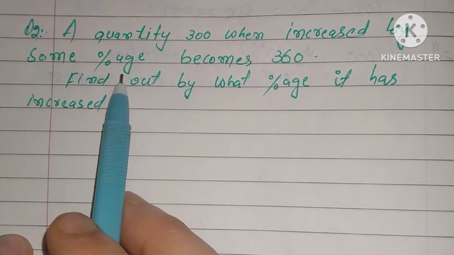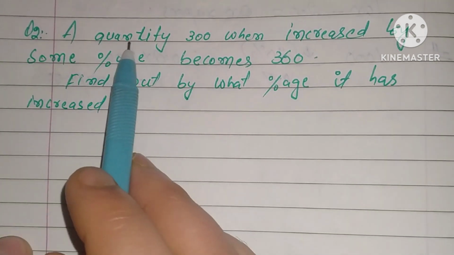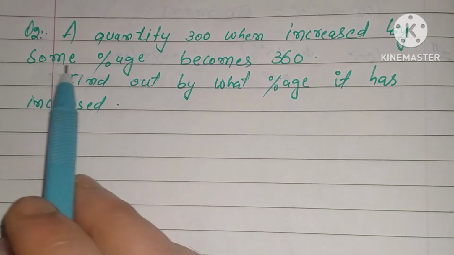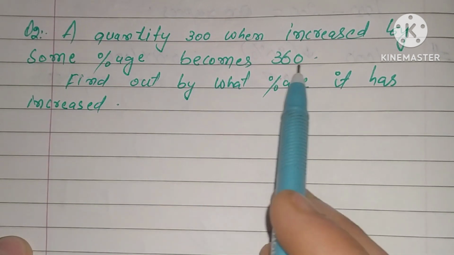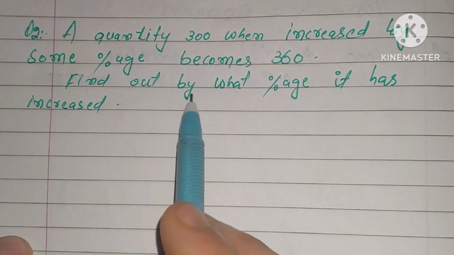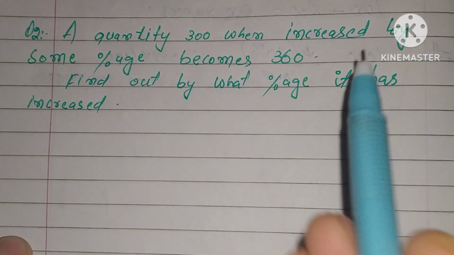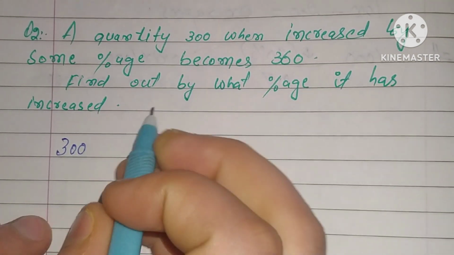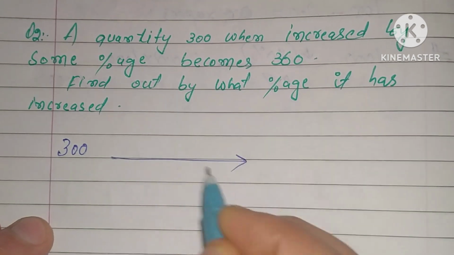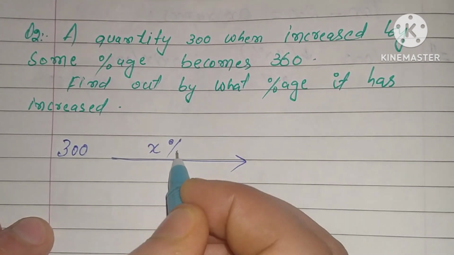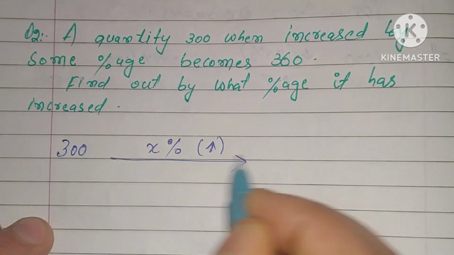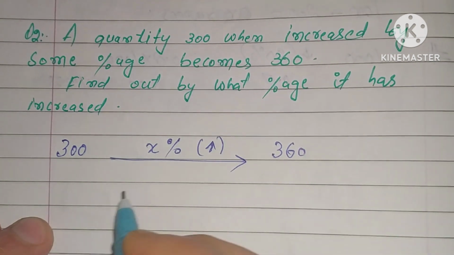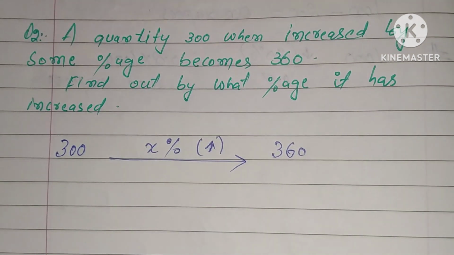Now take another example of the same concept. A quantity 300 when increased by some percentage becomes 360. Find out the percentage it has increased. There is a quantity here, 300. We have increased it by some percentage, suppose x percent, and it has become 360. We have to find this percentage change.